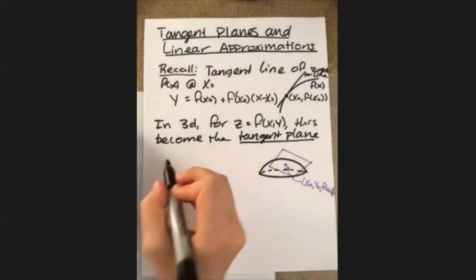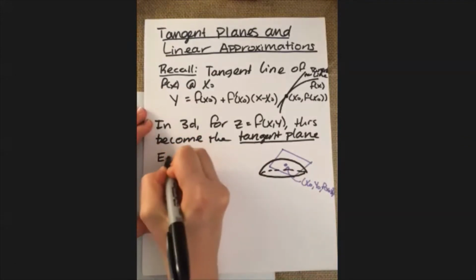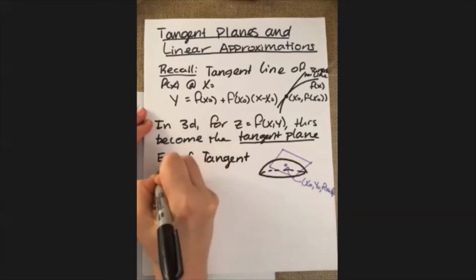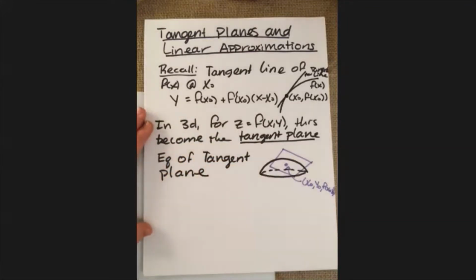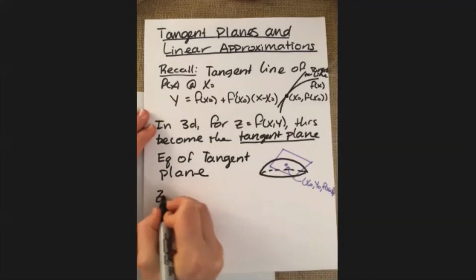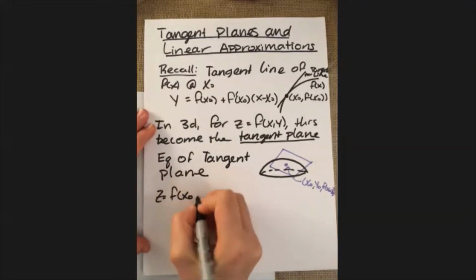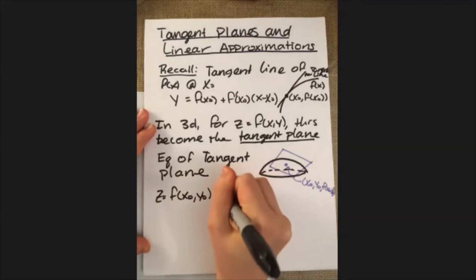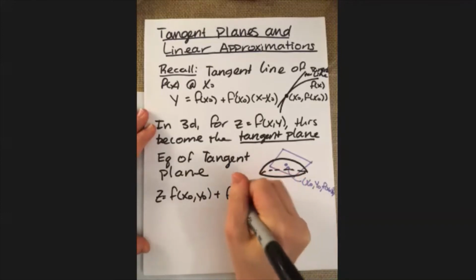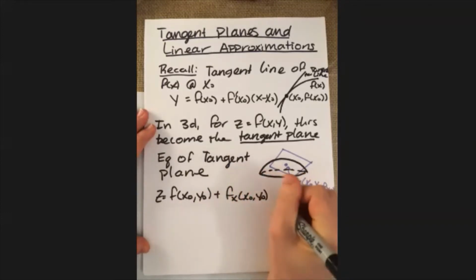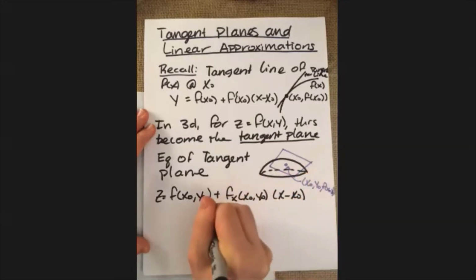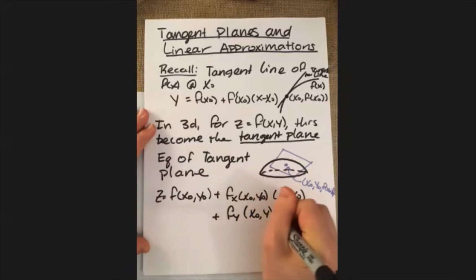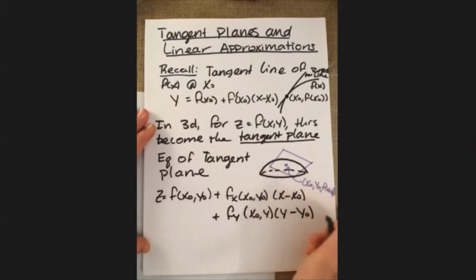And the equation that we wind up using for this is going to be z equals f at x naught, y naught, plus the partial derivative with respect to x at x naught, y naught times x minus x naught, and then plus the partial derivative with respect to y at x naught, y naught times y minus y naught. Okay.